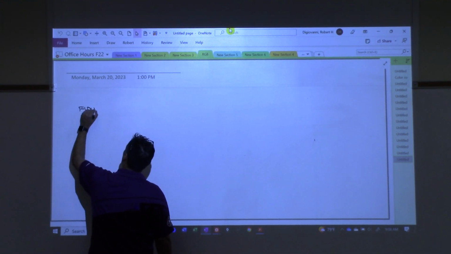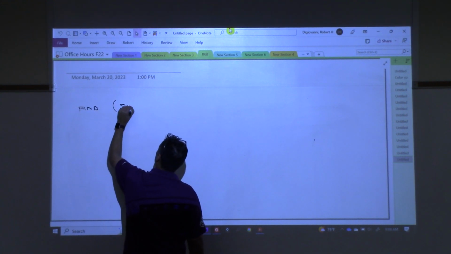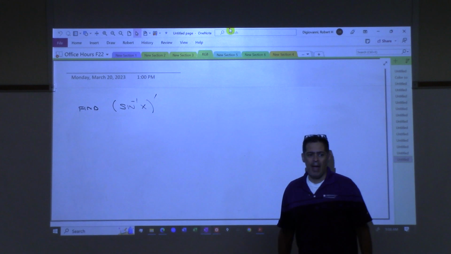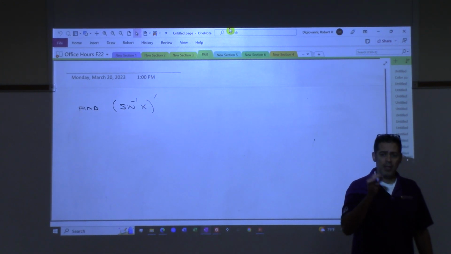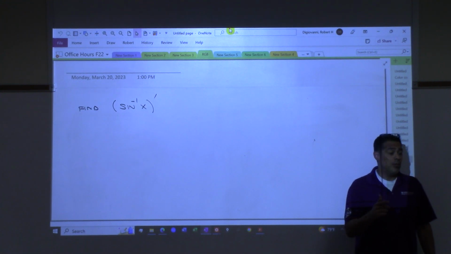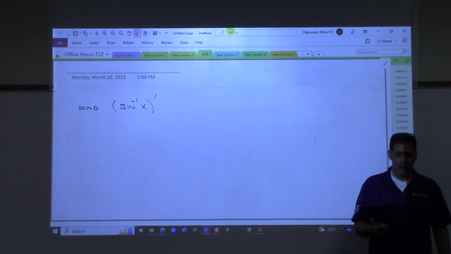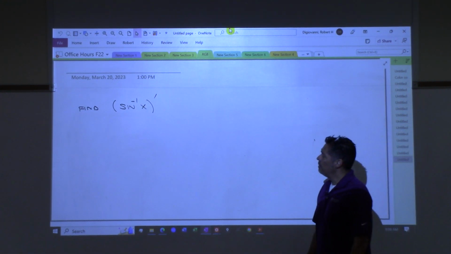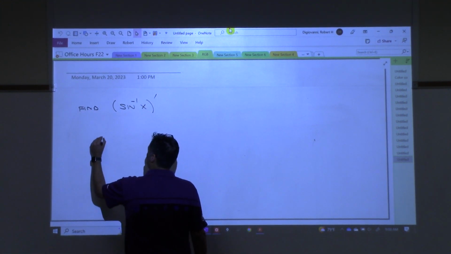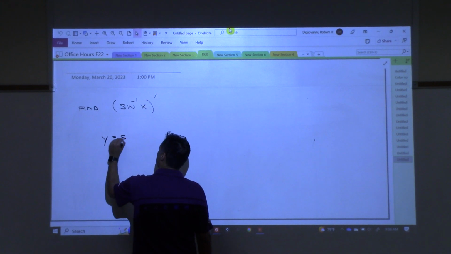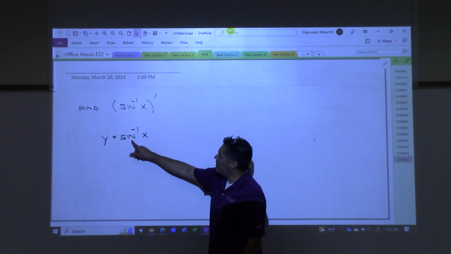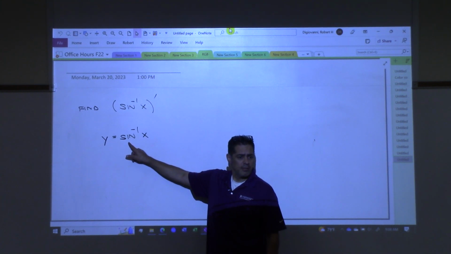Find the derivative of the inverse sine function. Now, ultimately, this is going to be just a formula that you memorize or that you look up in your formula sheet. But I want to show you how we actually do it, all right? So here's what I'm going to do. Let y be equal to the inverse sine function, and what I'd like to do is find the derivative of this.